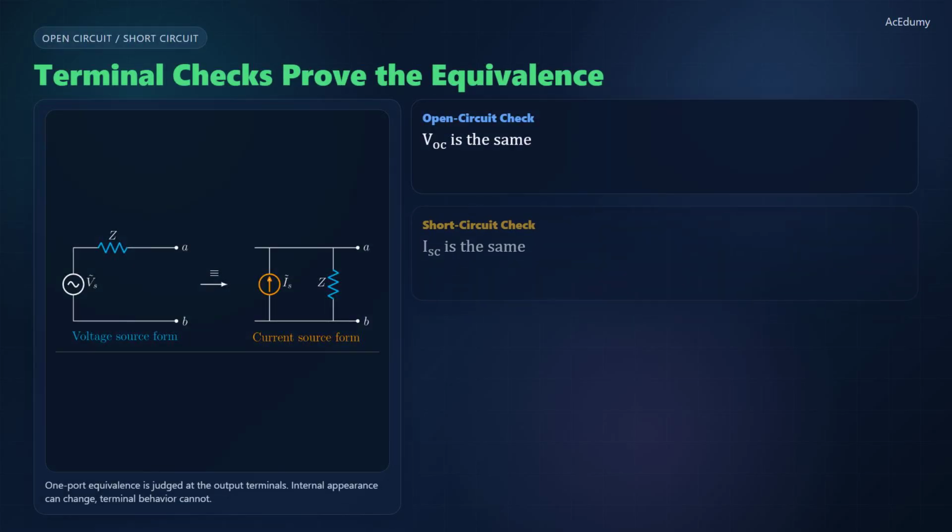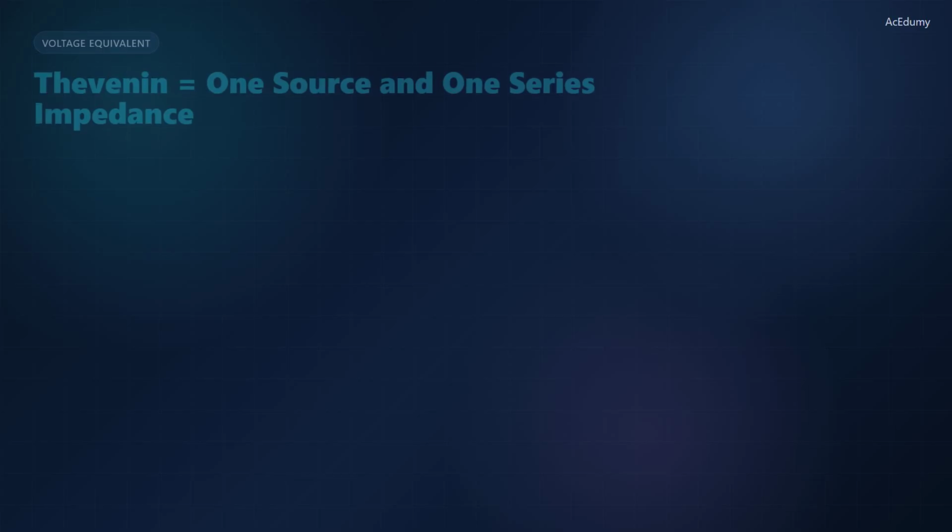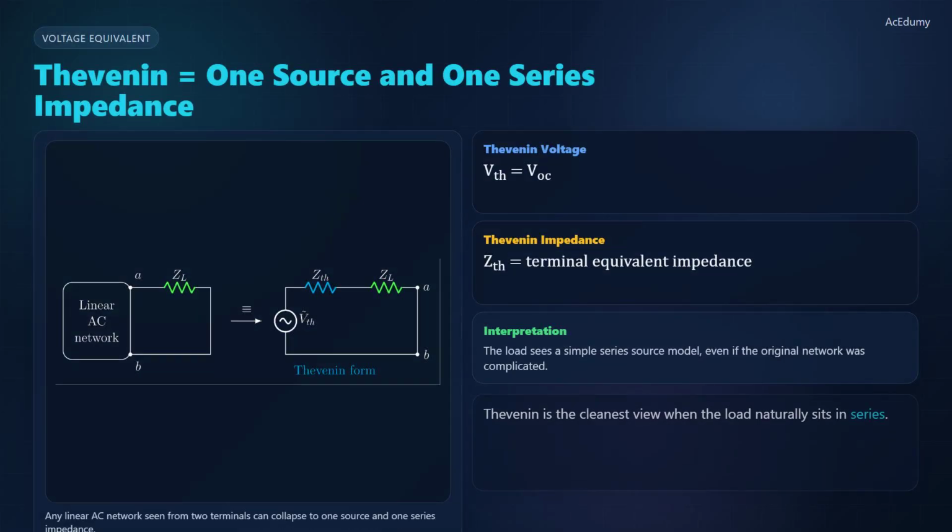Why is that legal? Because both forms produce the same terminal voltage and the same terminal current for any attached load. Open circuit the output and you recover the same open circuit voltage. Short circuit the output and you recover the same short circuit current. Matching those terminal conditions is the essence of one-port equivalence. This leads directly to Thevenin.